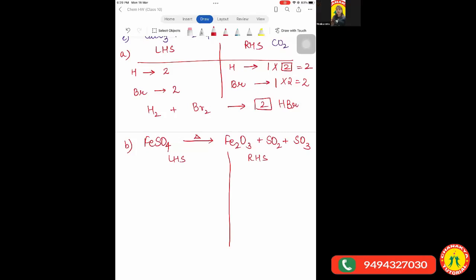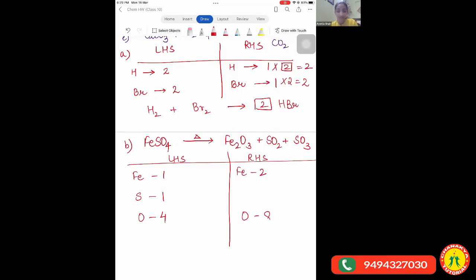Tell me first of all the atoms which are present. Anuja, go ahead. Ma'am, Fe is 1 on the LHS, S is 1 and O is 4. Correct. And what about RHS? Ma'am, on the RHS, Fe is 2 and O is 3. Correct. O is 8 actually. Very good. Or S is 2.